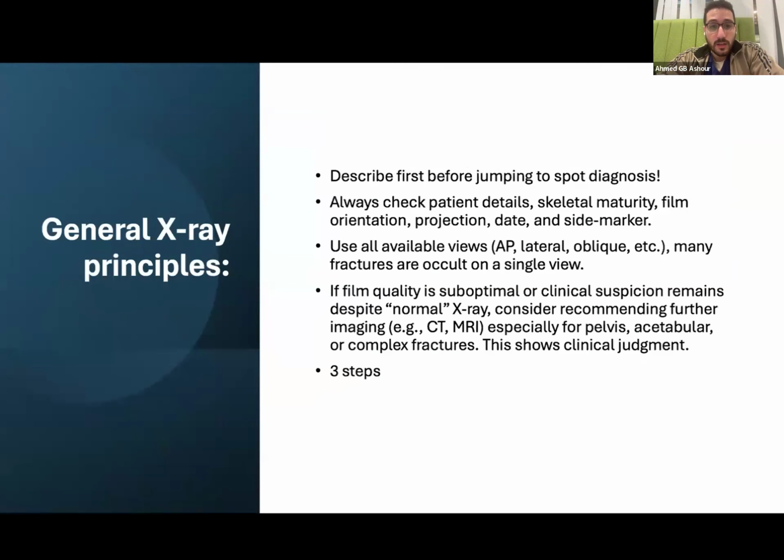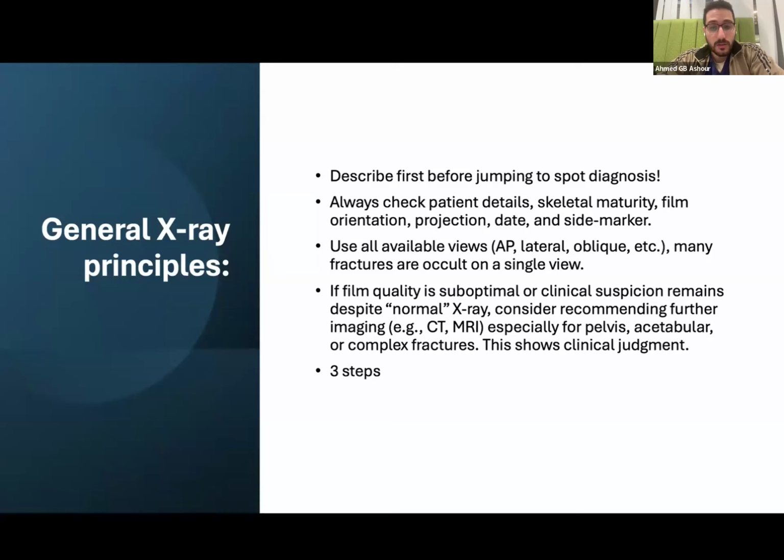In general, describe the X-ray first before you jump to the spot diagnosis. You have to show what you see before going to the spot diagnosis. Always check the details: skeletal maturity, orientation, dates, in general the demographics. If you have one view, make sure to mention that you want another view. If you want further imaging like a CT, say it in the first question. If the X-ray is suboptimal or not very clear, you can mention this.